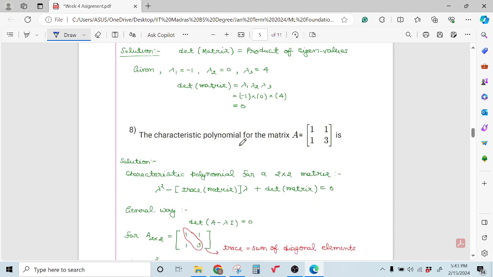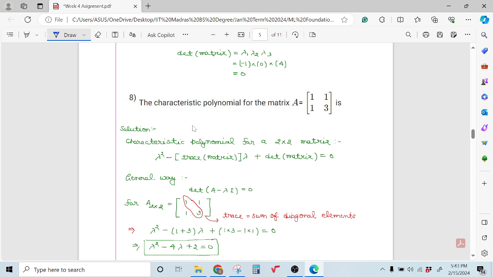Let us proceed with the next problem, problem number 8. The characteristic polynomial for the matrix A equal to [1, 1; 1, 3] is. To solve this problem, the characteristic polynomial for a 2 cross 2 matrix is equal to lambda square minus trace of matrix times lambda plus determinant of matrix. In the general way, we can also solve this problem using determinant of A minus lambda I is equal to 0. In the shortcut way, we can also solve this problem using this property. It is only true for a 2 cross 2 matrix.